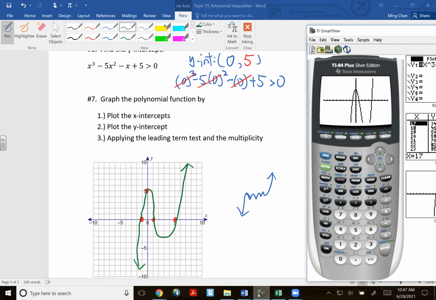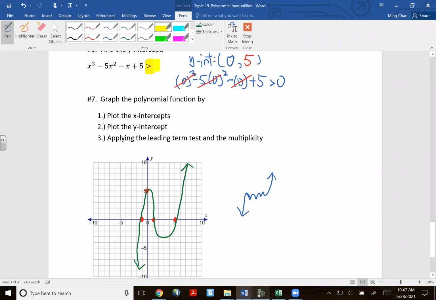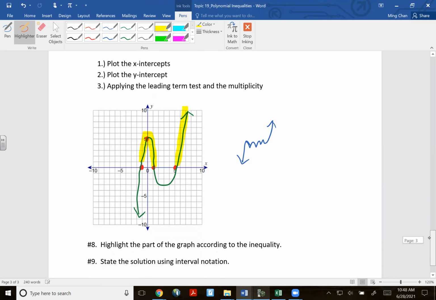All right. So now remember the inequality. Greater than zero, read from the variable. Greater than zero means I need to look above the x-axis. The part of the solution is going to be above the x-axis because only the coordinates of this function above the x-axis will actually satisfy the inequality. So that will be right here, above the x-axis, and right here. So I got two places above the x-axis. Number 8 tells me to highlight.